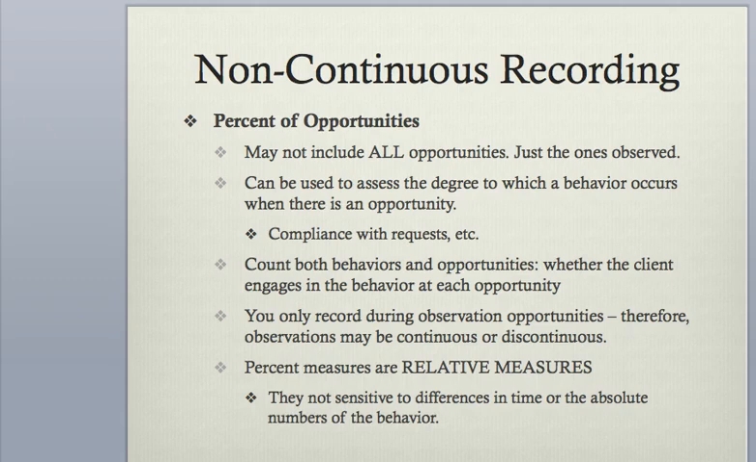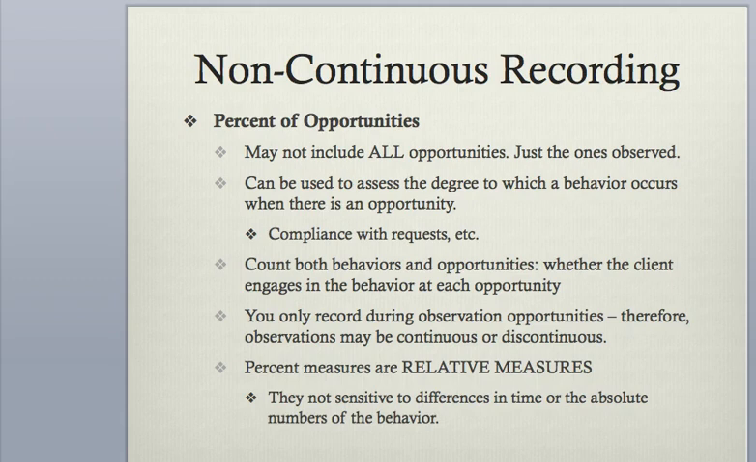So you may be gathering data and there might be an interruption and there might be some opportunities to engage in the behavior that you don't see, and then you come back. And so here you have to count two things. How many opportunities did you observe, and how many of those opportunities actually resulted in the target behavior? You can use this to assess the degree to which a behavior occurs when there's an opportunity to do the behavior. And so, for example, you can use it for compliance. If you're gathering data on how compliant a client's behavior is, you're going to count how many times a request is made and how many times they actually do the behavior.